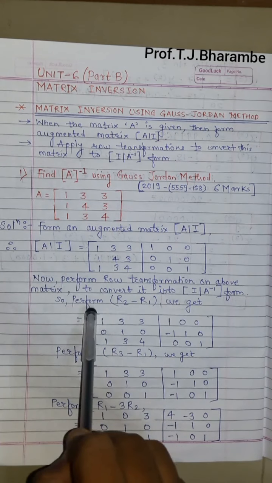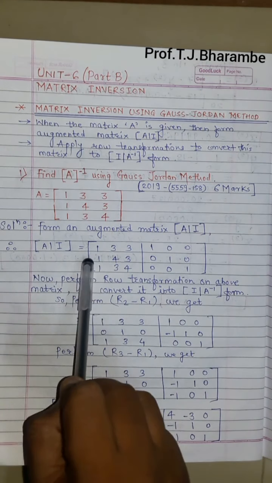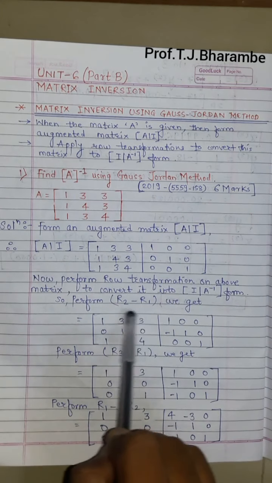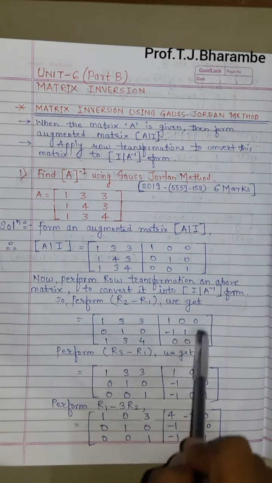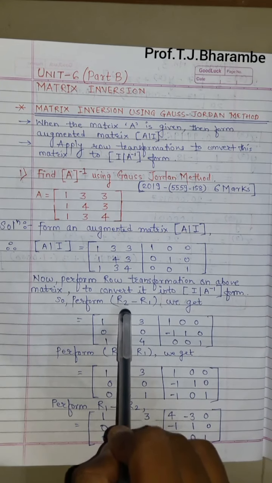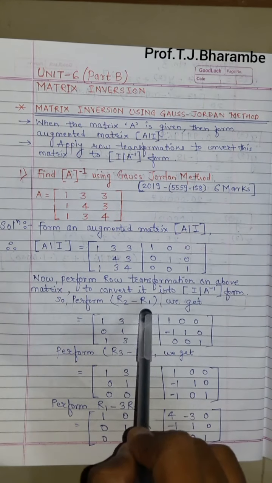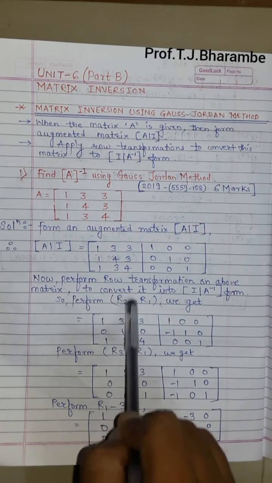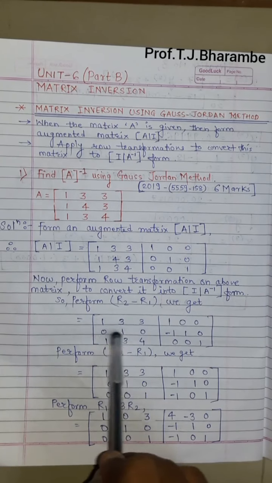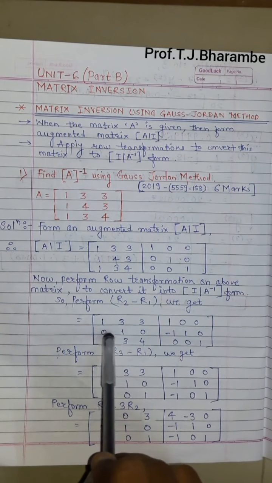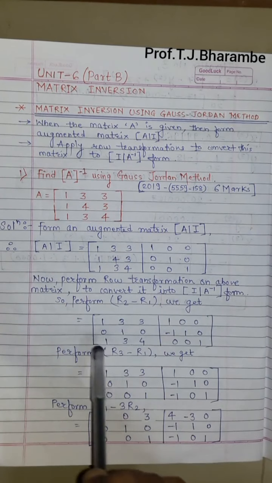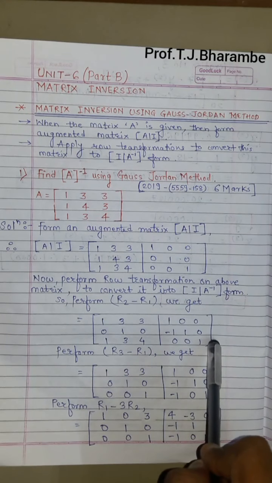So I will perform the row transformation, that is R2 minus R1. See here, R2 minus R1. After performing this, we will get the answer like this. Whenever I perform R2 minus R1, always note that the effect will be only on row 2. Row 2 will change only. The change will be seen only on row 2, whereas row 1 as well as row 3 are unchanged.